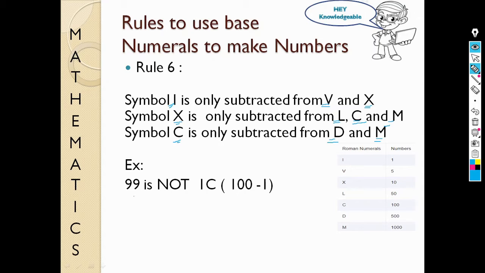So if I have to write 99, you can't write something like IC, because I can only be put to the left of V and X. So I can't be subtracted from C, that is 100. So this is not allowed. We'll see how to write 99 in our next few slides.